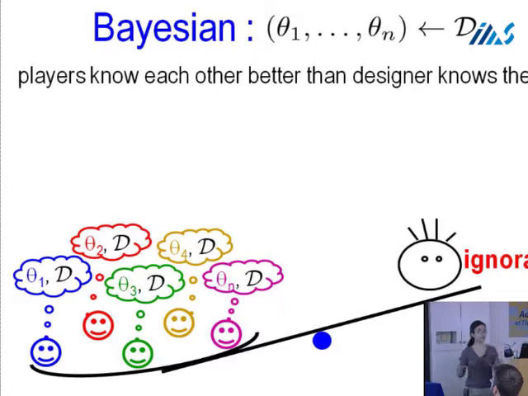So here, what we want to do is to shift the information bundle that the designer has to the player side. So what we are going to assume is that the designer is totally ignorant about the information in this system. What is theta? He doesn't know. What is D? He doesn't know either. All the information sits with the players. So as you can see here, the player knows his valuation and knows the distribution.